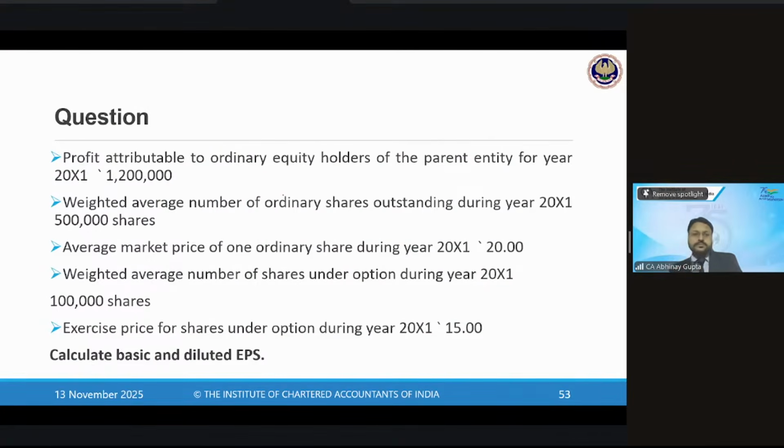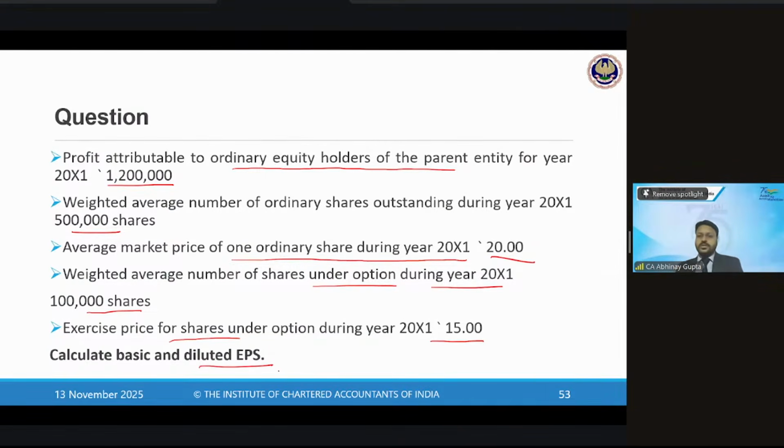Let's do this. Profit attributable to ordinary equity holders of the parent entity for the year is 12 lakh. Weighted average number of shares outstanding is 5 lakh. Average market price of one ordinary share during the year is 20. Weighted average number of shares under the option during the year 2001 is 1 lakh shares. Exercise price of the share under the option is rupees 15. Calculate the diluted earning per share. So under the ESOP plan, 1 lakh shares are expected to be offered to the employees who will complete the 3 years period, right? And there are no additional performance conditions. Do you want to try?